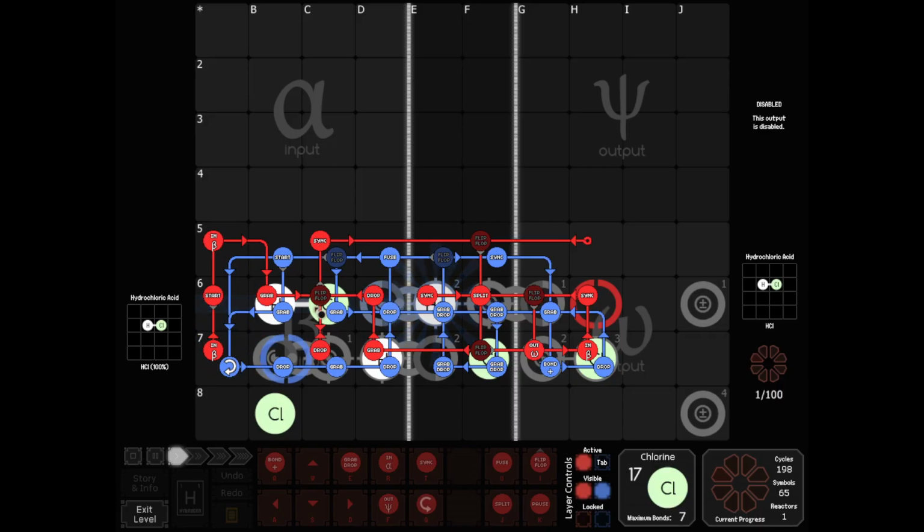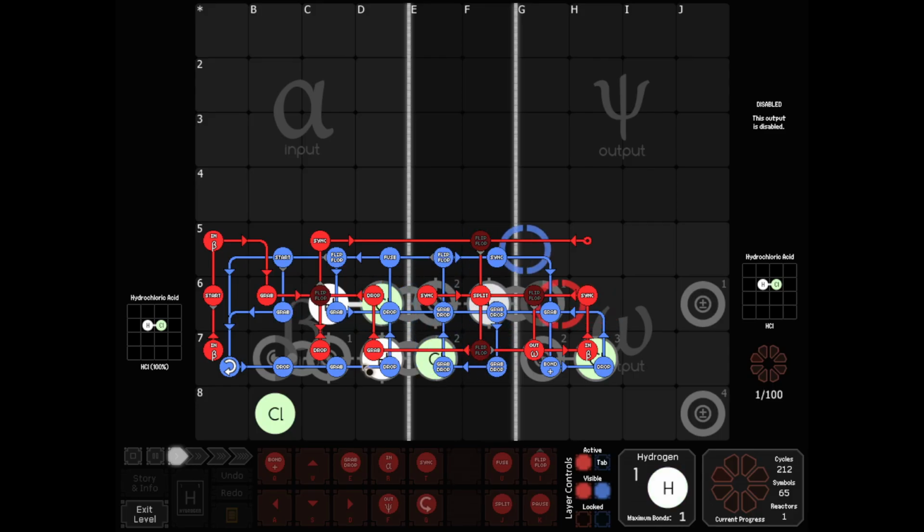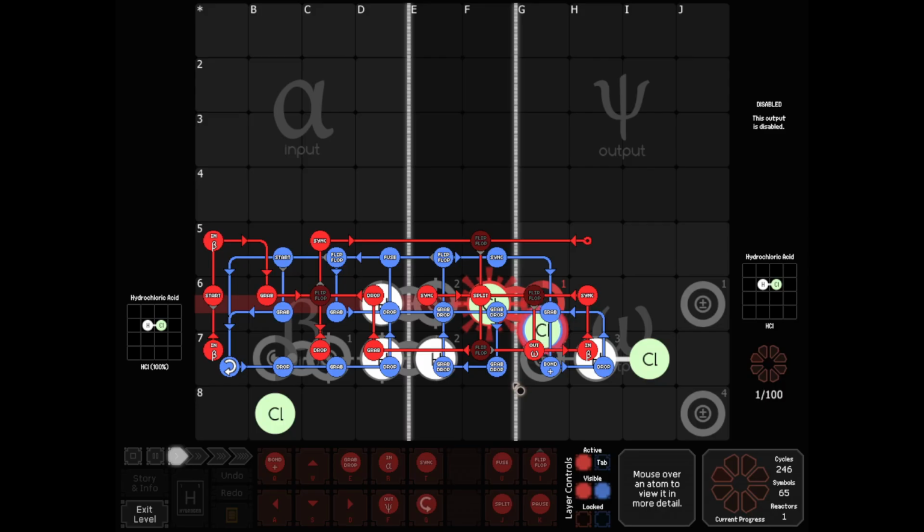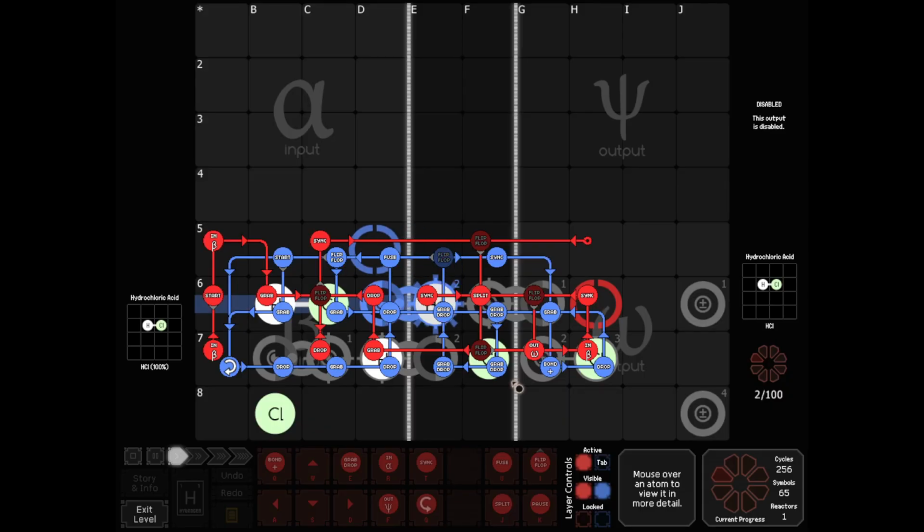So yeah, this solution leaves 1 chlorine here as waste and also 1 hydrogen here as waste. And those just sit there and don't do anything. It's because we don't have any bonders in the input area. Otherwise, we could debond the first input molecule to use in supporting later parts of the solution.